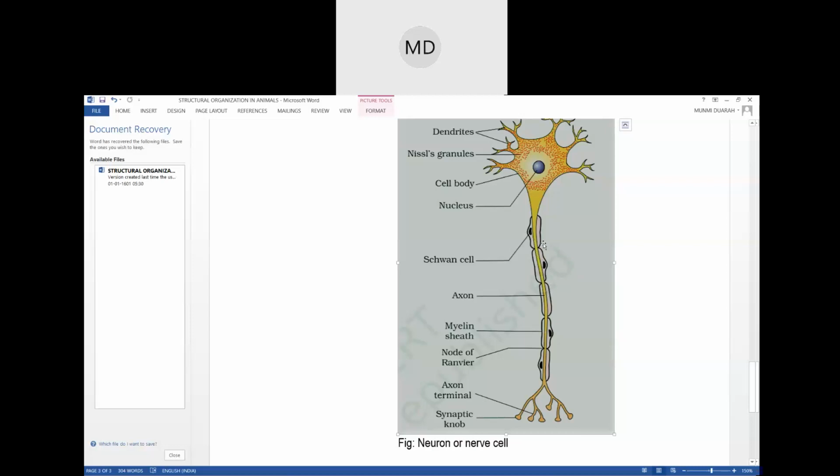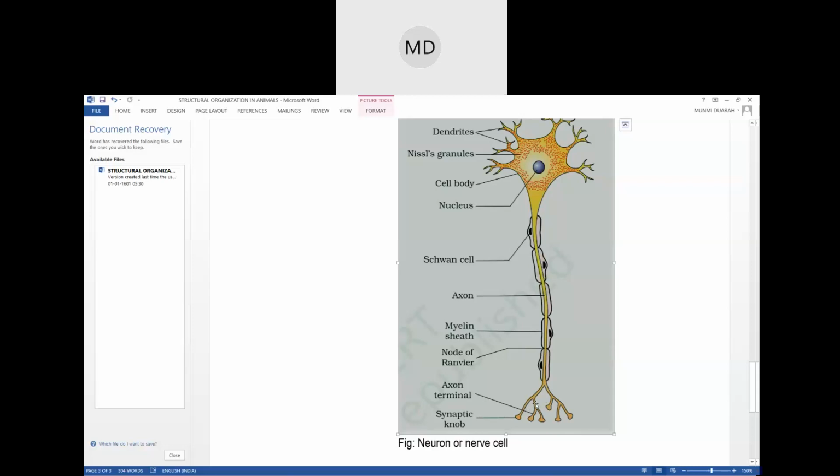Alright, and what is the function of this myelin sheath? Neurons carry electrical impulses. So they will carry electrical impulses, and the myelin sheath will serve as an insulator. Conductor means it allows electricity to pass through it, and insulator means it does not allow electricity to pass through. So the myelin sheath acts as an insulator. And the portions where the myelin sheath is not found are known as nodes of Ranvier.